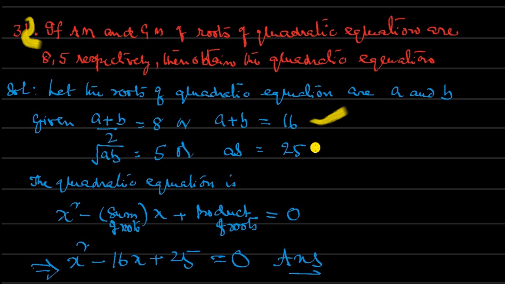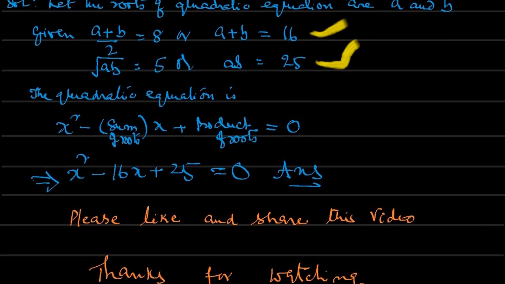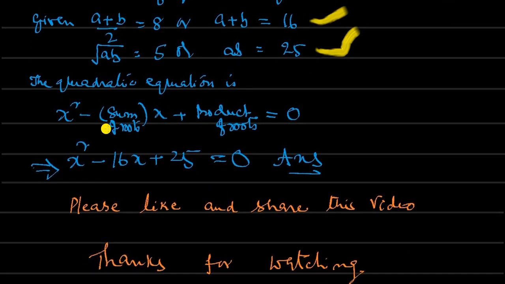So ab must be 25. Here we have the sum of the roots and product of the roots. So the equation is very easy. x square minus (sum of the roots) times x plus product of the roots. This is the quadratic equation required. x square minus 16x plus 25 equal to 0 is the answer.